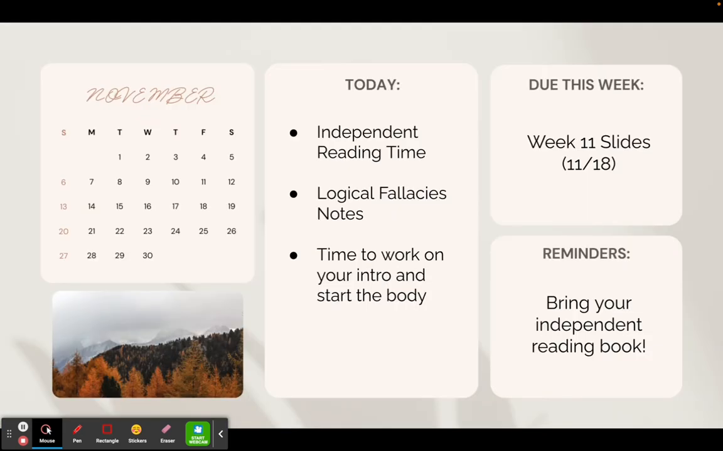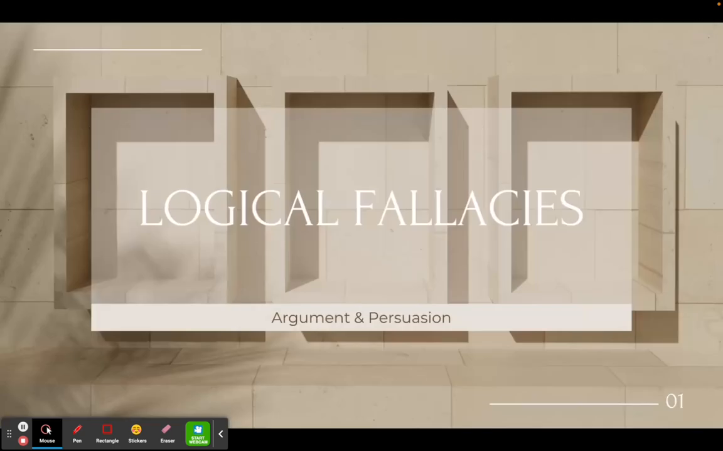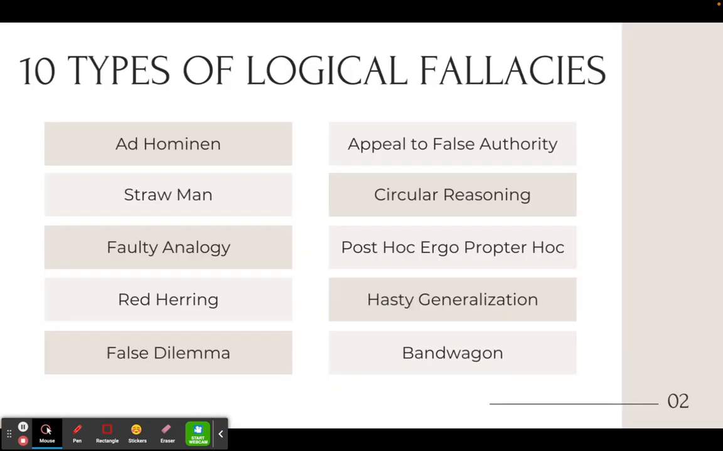On Wednesday and Tuesday, we are going to start with some independent reading time, and then we're going to work on looking at logical fallacies. These are 10 different types of fallacies, meaning false thinking when it comes to being persuasive and trying to argue. These are things that if you catch anybody using in an argument or you use yourself, it'll weaken what you're trying to say because it's very faulty.